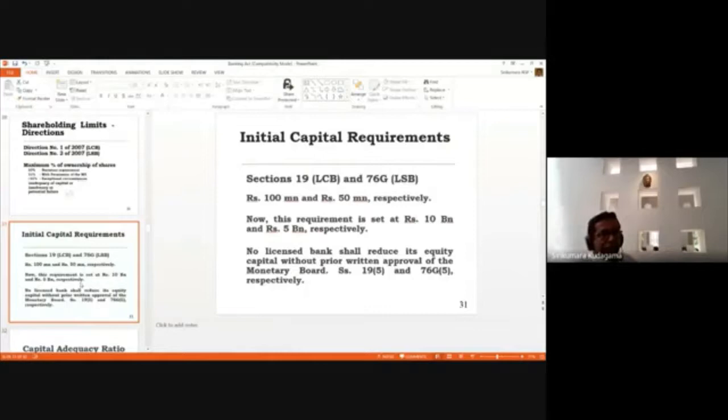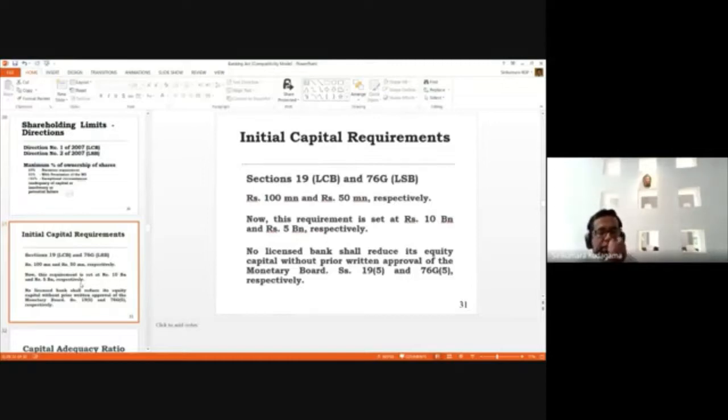But that was necessary at that time. There was a particular legal issue with regard to the authority of the Monetary Board to increase the capital requirement of a licensed specialized bank. So a particular bank went to court against the central bank, but we managed to win that case. And with that, 500 million became 2,500 million. It has now come up to 10 billion. I think it is to be changed to 20 billion as well, probably in the near future.